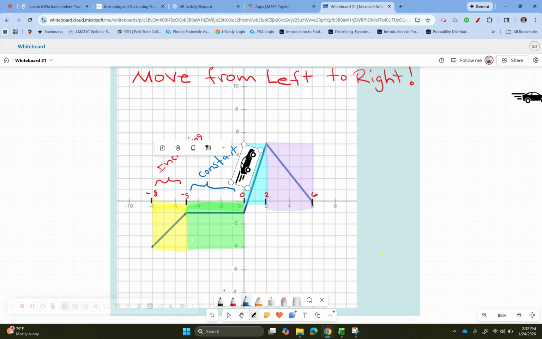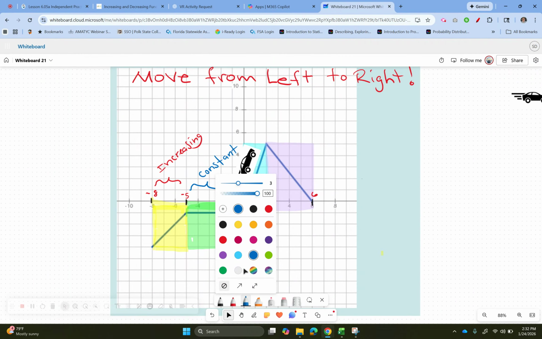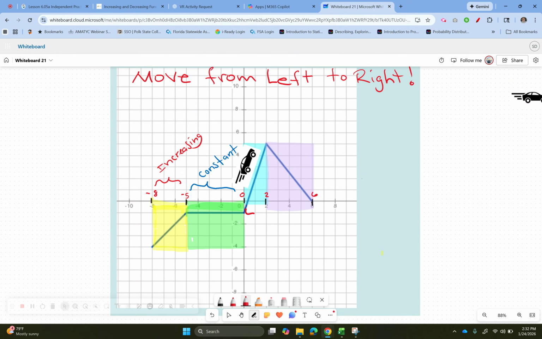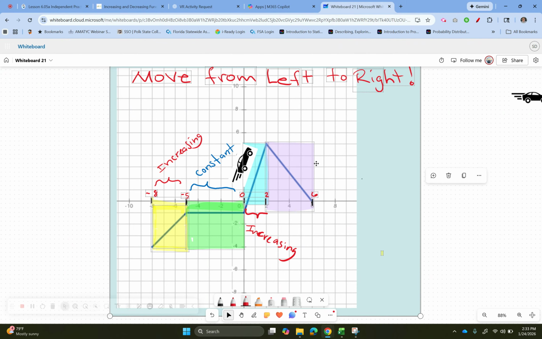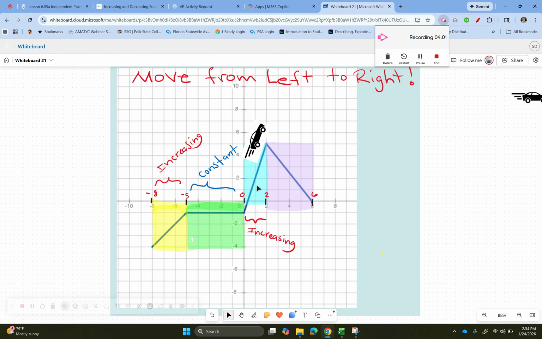So we say that this section from 0 to 2, the graph is increasing, because again, look at the car, it's going up from 0 to 2. As the car keeps traveling along that section, let me see if I can get my car again. Hold on a second. So from 0 to 2, the car is increasing.